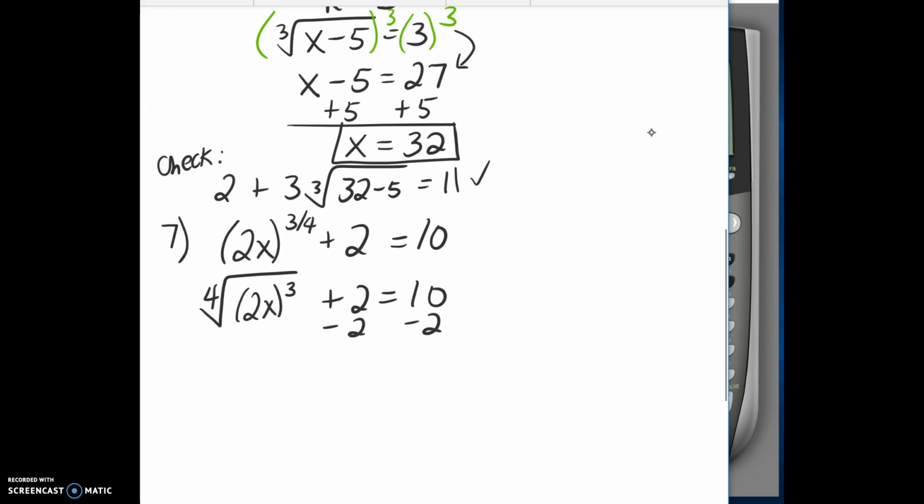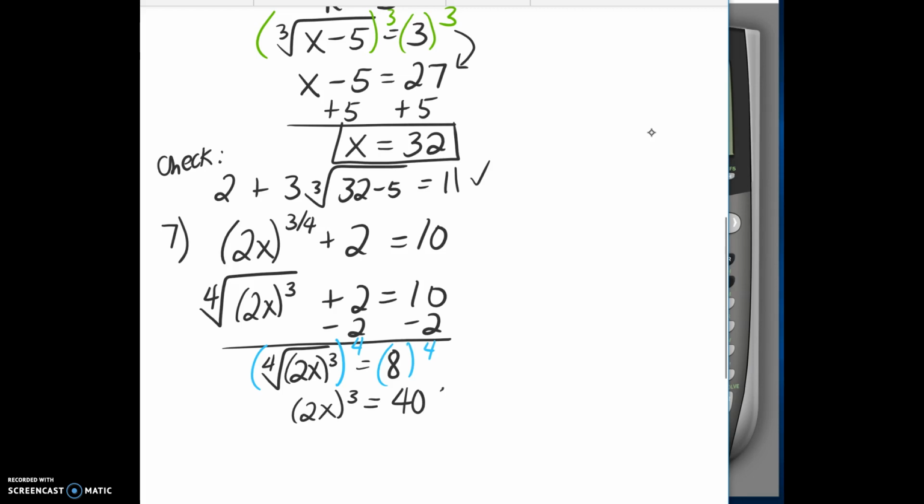Now I could put r in for this, but there's only one thing to subtract. So if there's only one thing to do, you might want to not put the r in and waste that extra step. Now this is a 4th root. I've gotten the radical by itself, so I'm going to raise both sides to the 4th. I get 2x cubed, still in parentheses. 8 to the 4th is kind of a big number, 4096.